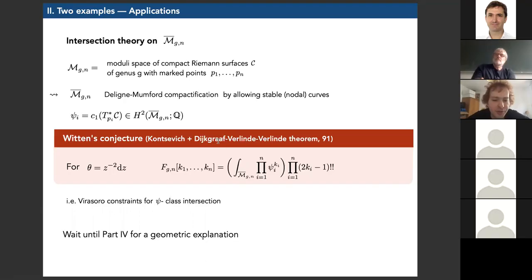And then you can consider the cotangent line bundle of the curve. So a point in there is a Riemann surface with n points. You can take the cotangent space at the ith point. It's a complex line. And then when you vary the curve in the moduli space, this complex line is also varying. So this is forming a line bundle. And you can take the first Chern class of this line bundle, that's called the psi class.